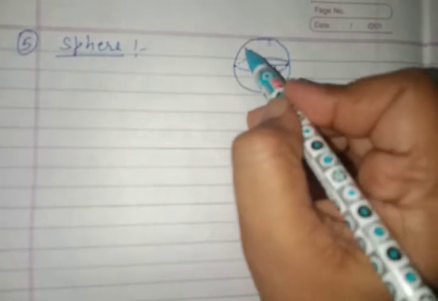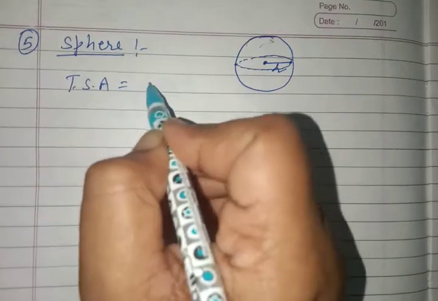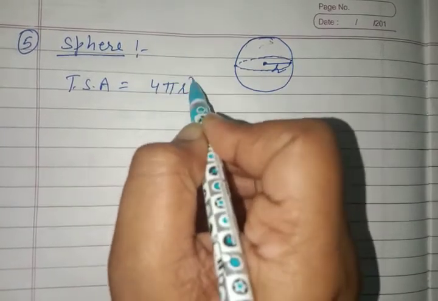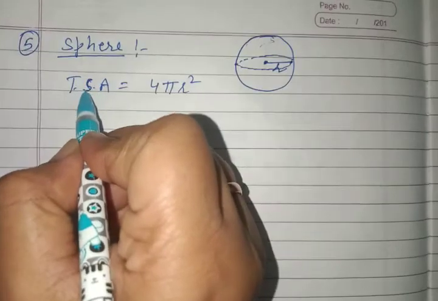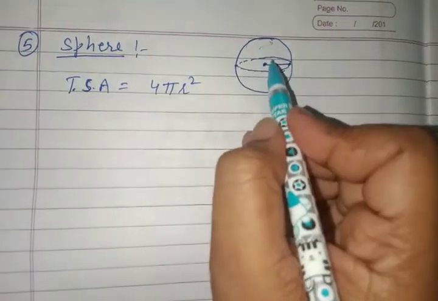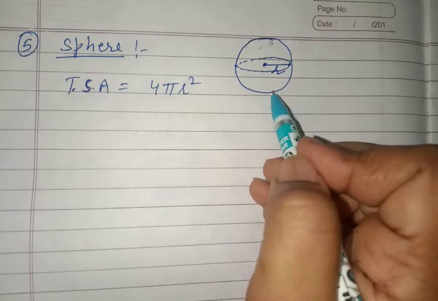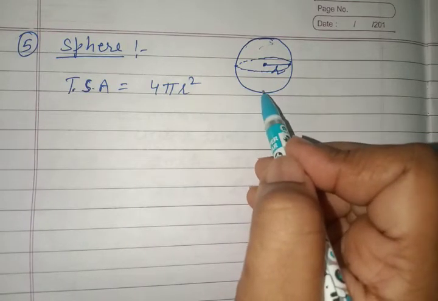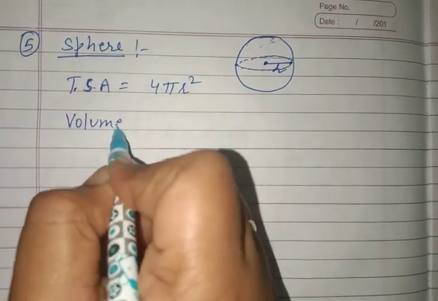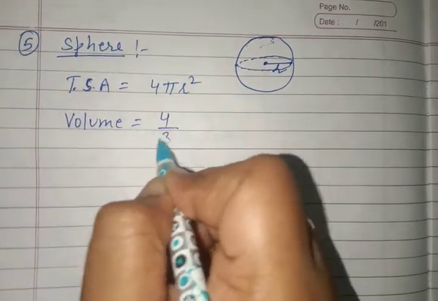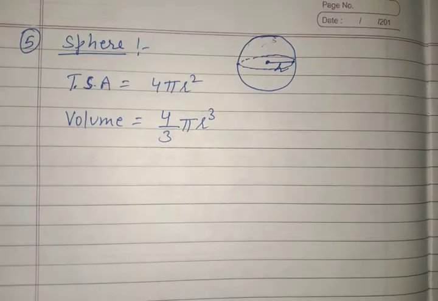It has only radius, so its total surface area is 4 pi r square. We cannot talk about its curved surface area, so its total is 4 pi r square. And if the word surface area is used in case of sphere, always consider the total surface area 4 pi r square, and volume is 4 by 3 pi r cube. These are the two formulae for sphere.